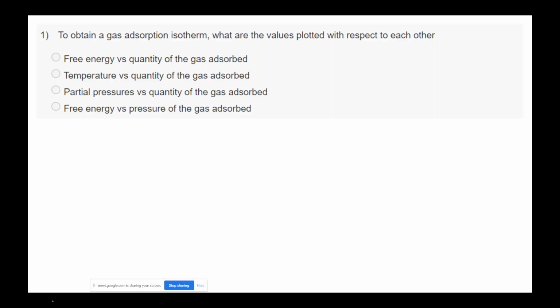So I have one question: to obtain a gas adsorption isotherm, what are the values plotted with respect to each other? I have taught you about gas adsorption isotherms. So what will be the values plotted with respect to each other? Free energy and the quantity of gas adsorbed; temperature and the quantity of gas adsorbed; partial pressure and the quantity of gas adsorbed; or free energy and the pressure of the gas adsorbed. So please guess and give me the answer and the reasoning behind it.